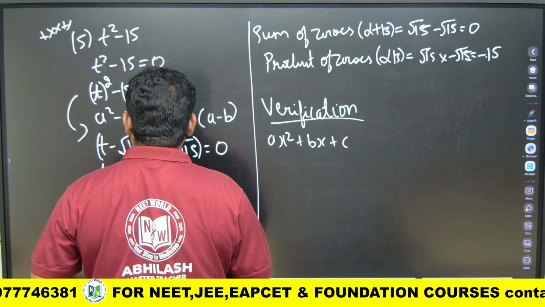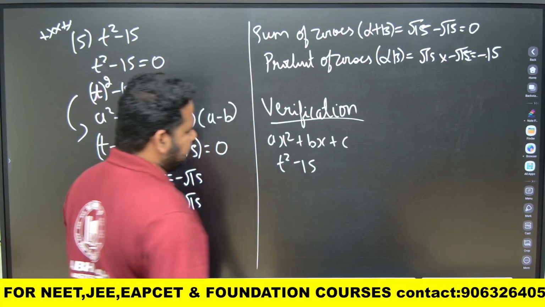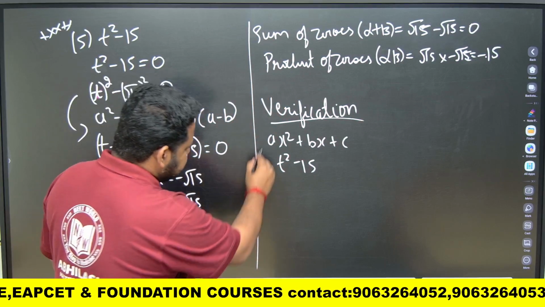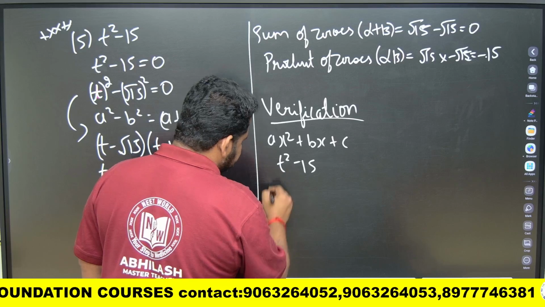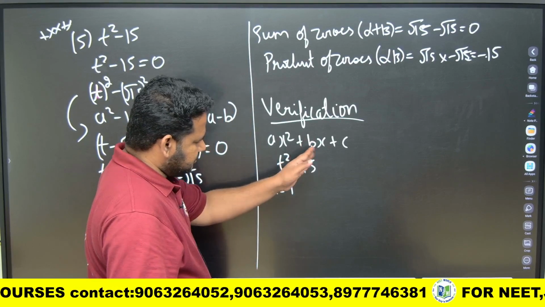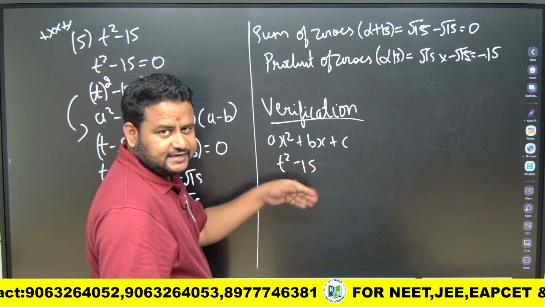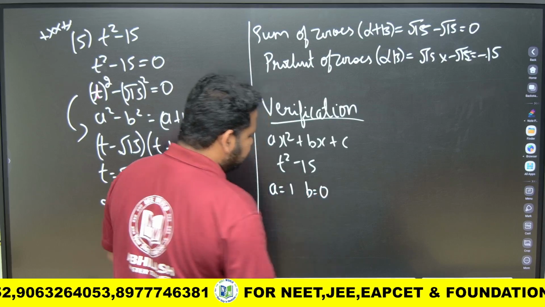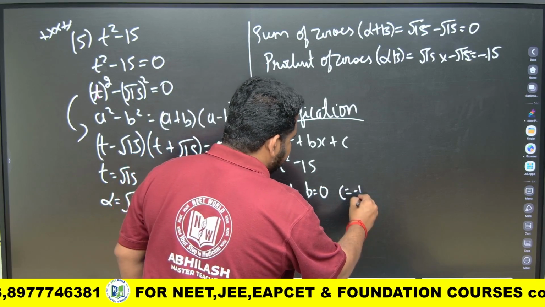Now what is the question that is given? That is t square minus 15. If I compare this to the standard equation, the t square term is equal to the x square term, so the a value is equal to 1. Here b is the t term, but t is not there, which means b is equal to 0. What about c? C definitely is there. C is equal to minus 15.